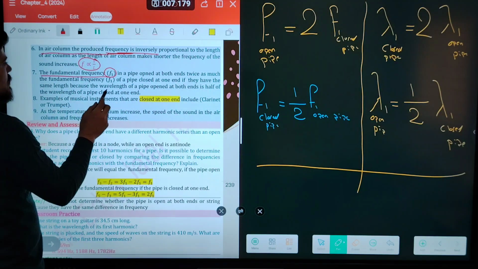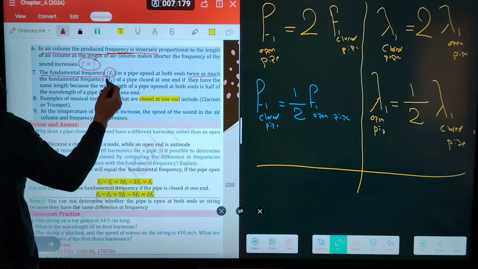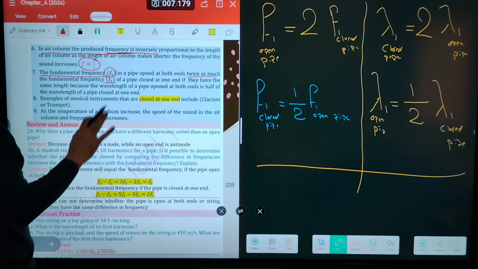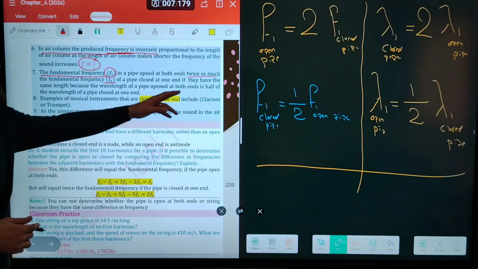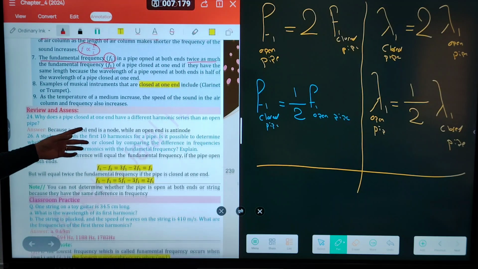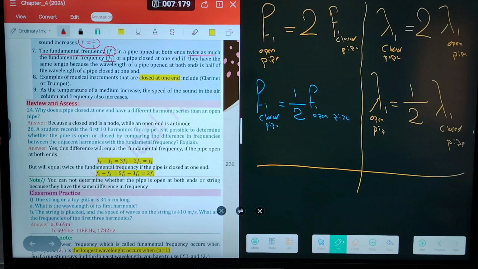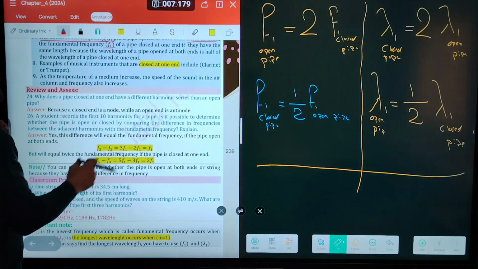The wavelength of the closed pipe is twice that of the open pipe. F1 of the open pipe is twice F1 of the closed pipe, if they have the same length, at constant L. And the wavelength of the open pipe is half of the wavelength in the closed pipe. Okay? Examples of musical instruments that are closed at one end: clarinet or trumpet. But they do not bring in the exam which of the following instruments is a closed pipe or open pipe. Okay? But this is just for information.